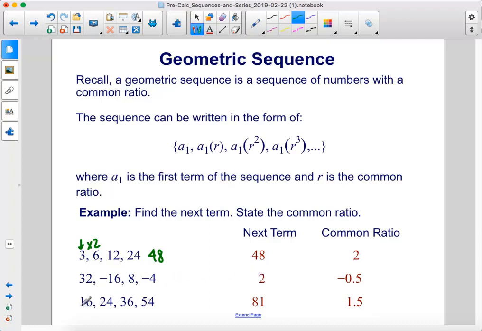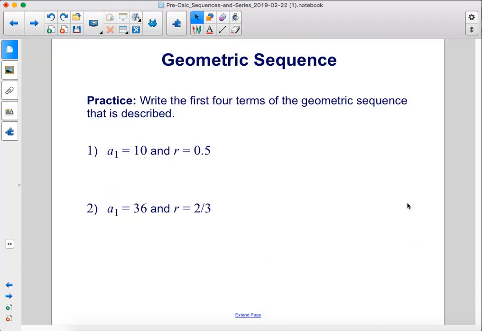Here we have 16 and then 24. So you multiply 16 by 1.5 to get 24. 24 times 1.5 is 36. 36 times 1.5 is 54. And 54 times 1.5 is 81.